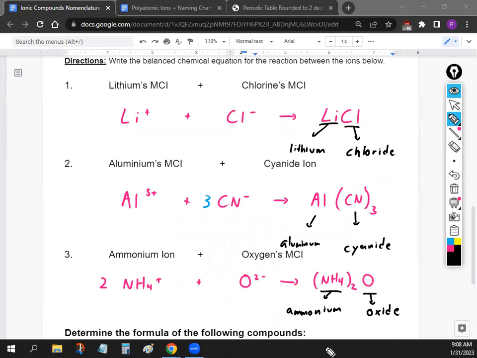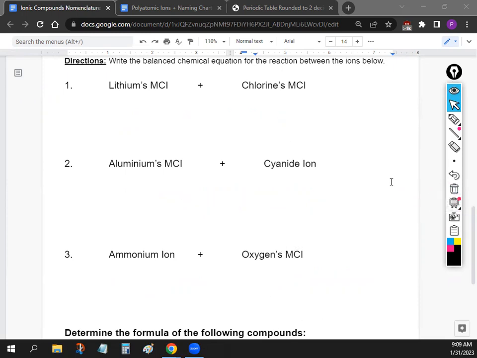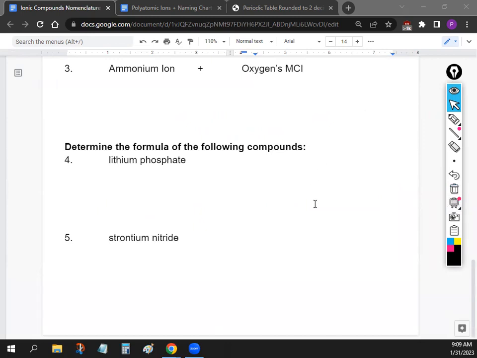Alrighty, you guys ready for the last thing? And we'll be all done. Okay, so for the last thing we're going to be kind of reverse engineering this. Instead of giving you guys the formula, I'm going to give you the name and see if you can figure out what the formula is. So I'll do number 4 with you, and then you guys can try 5 on your own, okay?